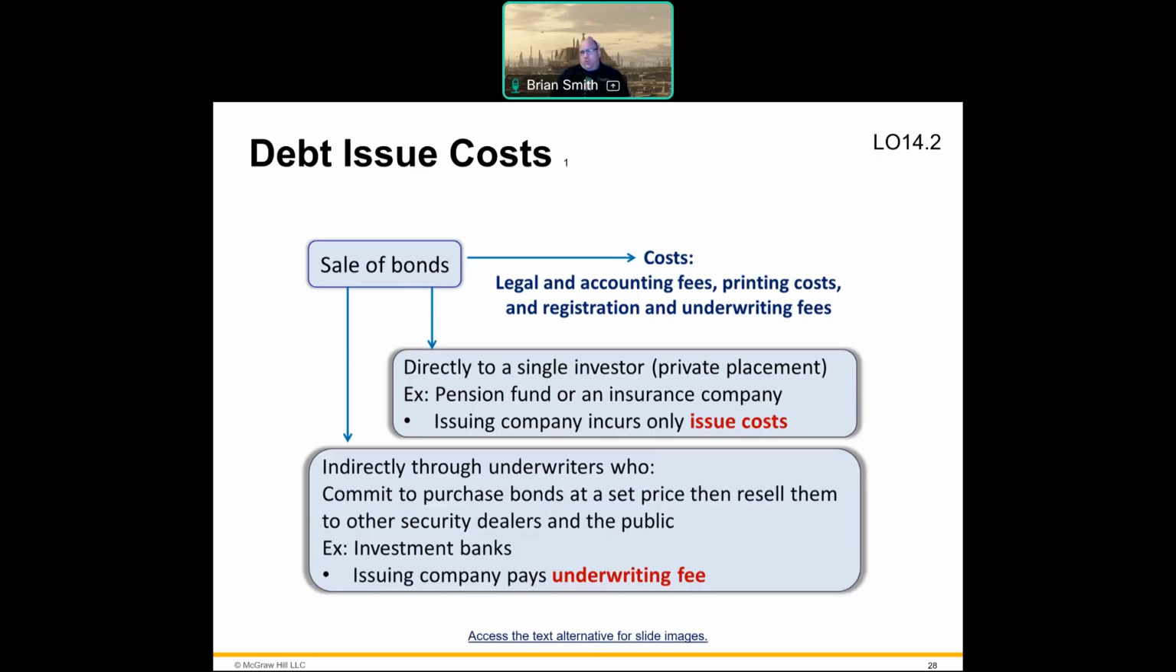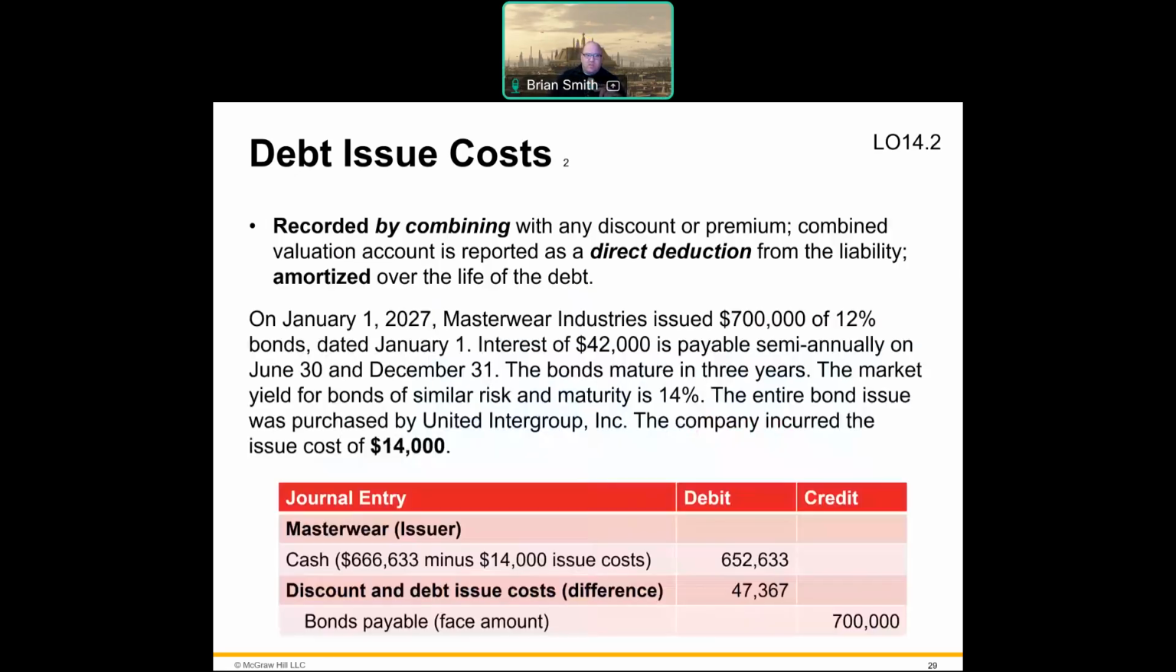Debt issue costs. You're not just deciding to wake up one morning and issue these bonds or these notes, but in this case, bonds. When you have a bond issue, you're going to have these costs. Either it's just issuing the bonds, you have issue costs, or if you go through an underwriter, you have an underwriter fee. Bottom line is you have to roll this amount into your bonds. So if you're issuing those $700,000 bonds, now you're going to add this amount to that discount or premium, because it has to be accounted for.